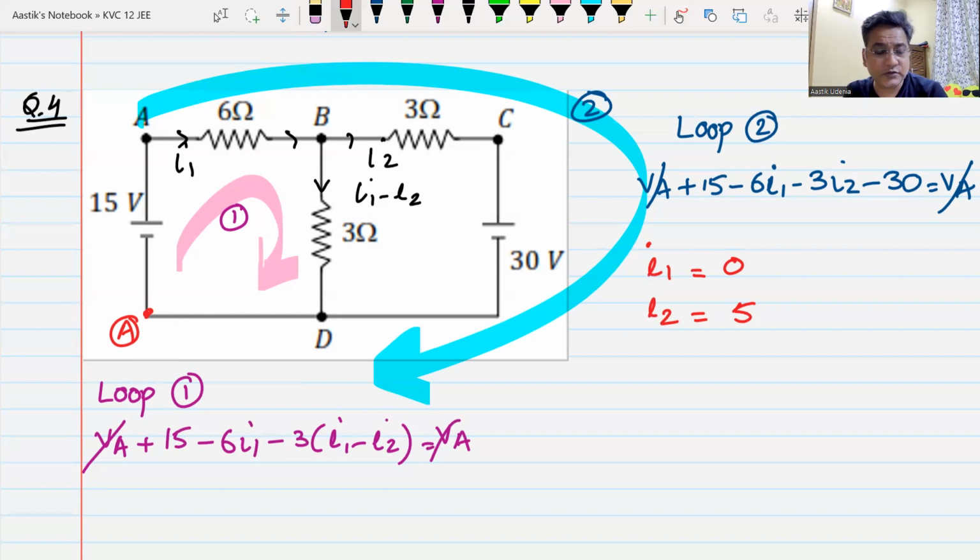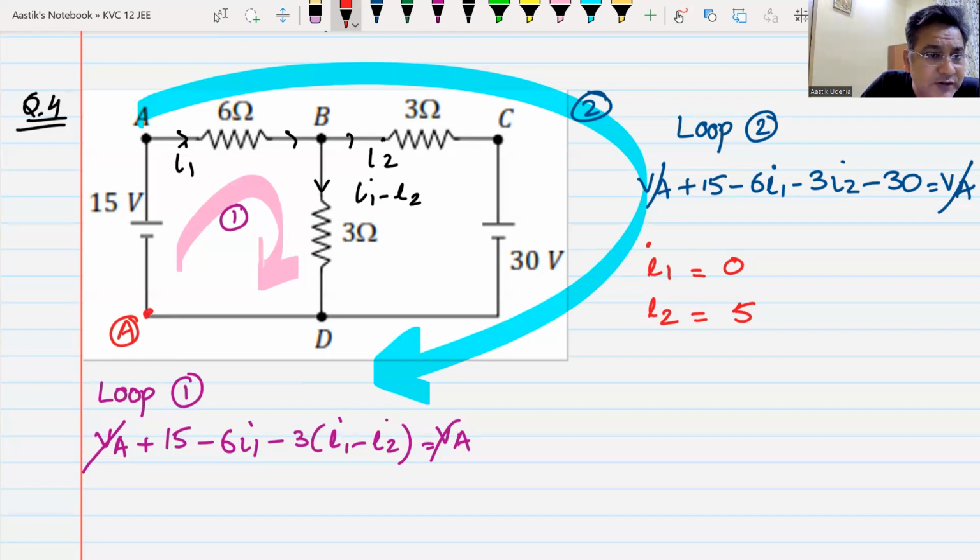Everyone got this? Yes or no? So this was what we call the nodal theorem. We have applied this nodal theorem in a variety of cases, and we have found out the currents in all these cases.